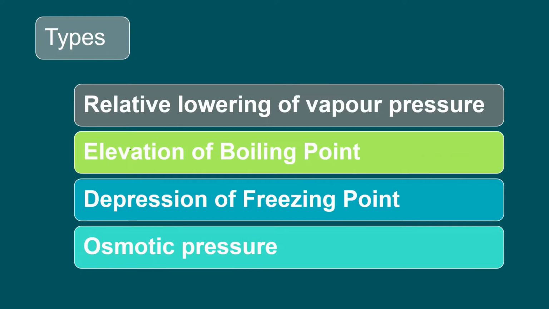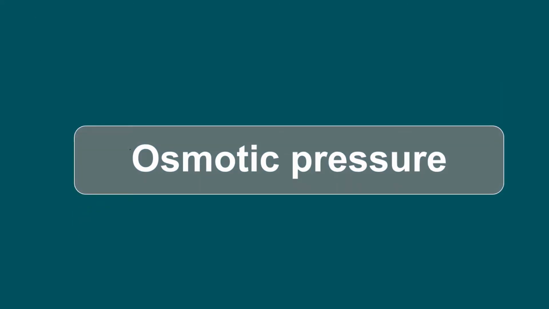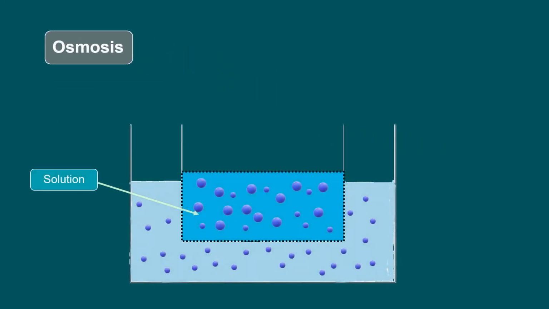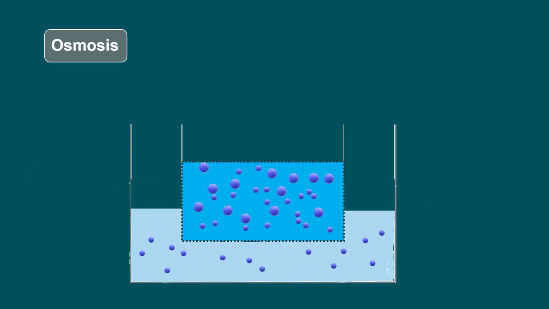Now let us discuss another important colligative property of solutions, and that is the osmotic pressure of solutions. Now in order to understand osmotic pressure, we need to first understand the phenomenon of osmosis. Now when a solution is separated from its solvent by a semi-permeable membrane, there is a spontaneous flow of the solvent molecules from the solvent compartment to the solution compartment. The phenomenon is called osmosis.